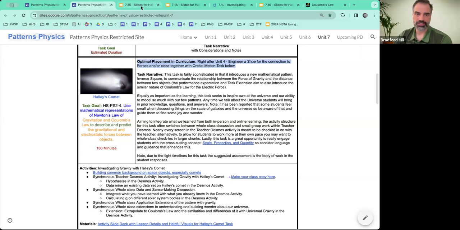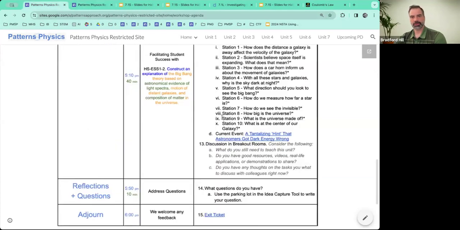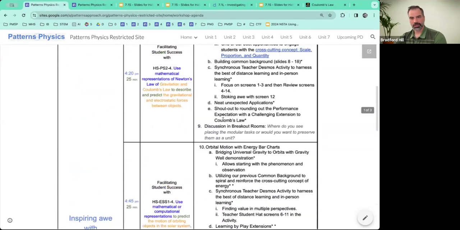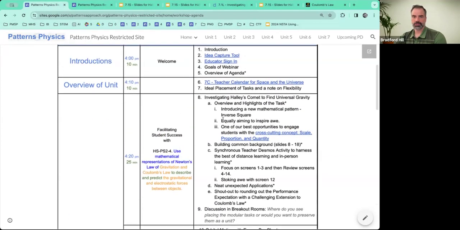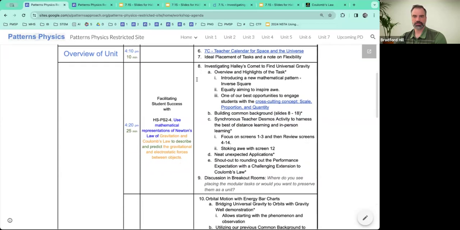Great. Okay, so let's dive in. Actually, now I do want to maybe go back to the agenda to give you a sense of what's going to happen. So here we are, right about here, highlighting the task.